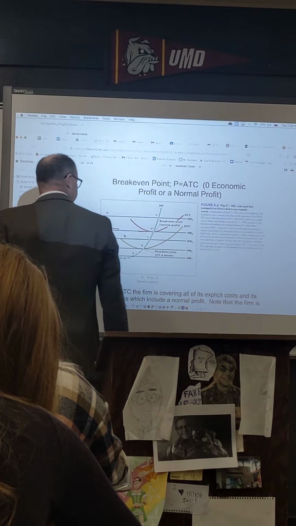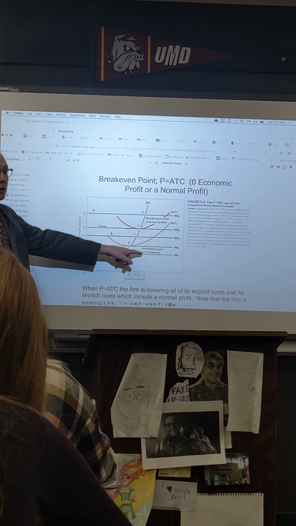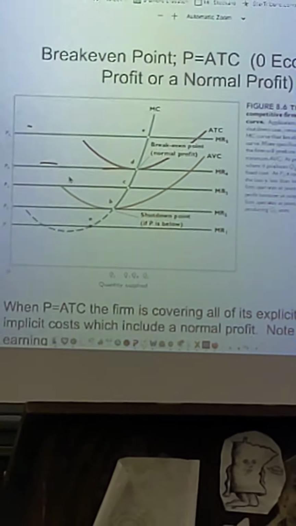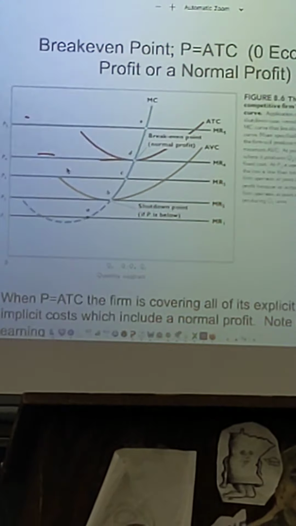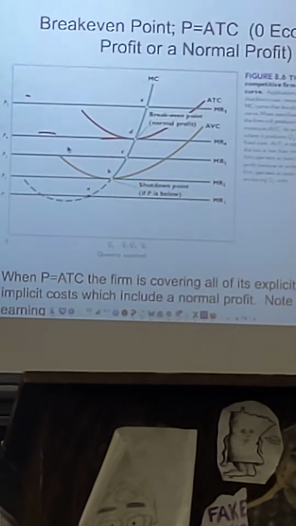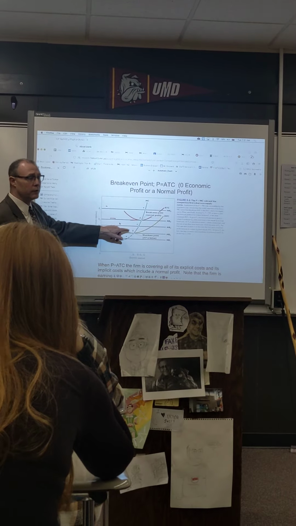Okay? Does that make sense? See how they're showing your shutdown rule here? If price is to fall below your average variable cost, you need to shut down. In the long run, you might want to exit, but in the short run, not so much. Remember what I said, this could be on the test, this is really important.